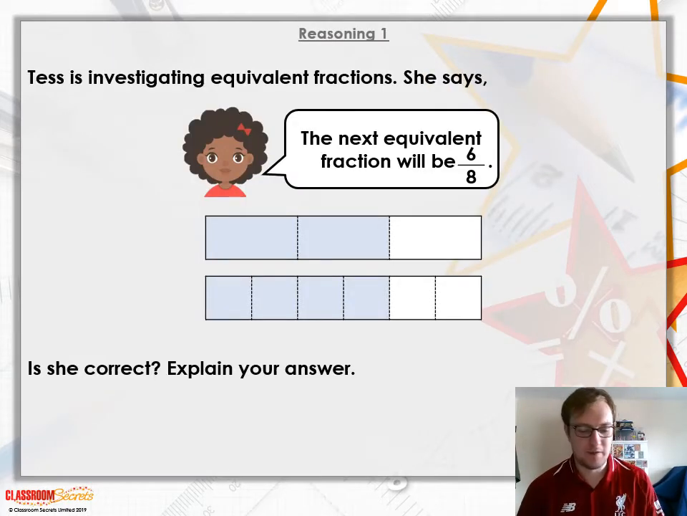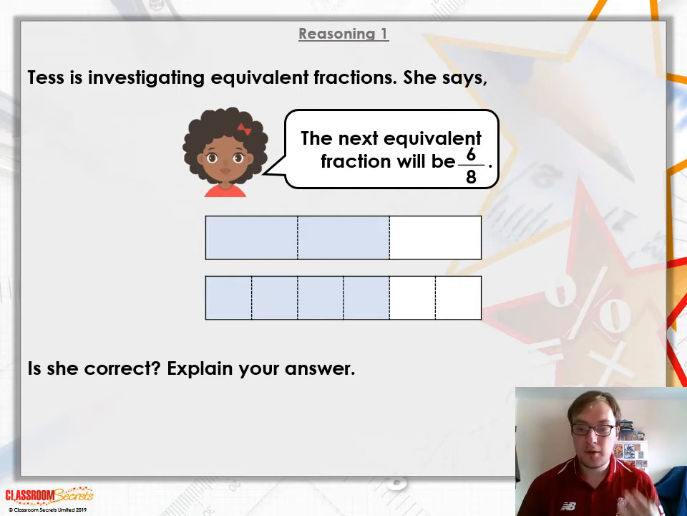And now on to our first reasoning question. As you all know, this is my favourite type of questions I like to do in maths. So Tess is investigating equivalent fractions. She says the next equivalent fraction will be 6/8. She already has two fractions there. So have a go at home and try and find the pattern between those two fractions and work out what the next fraction would be. Then work out is she correct and make sure, because it is reasoning, that you explain your answer.